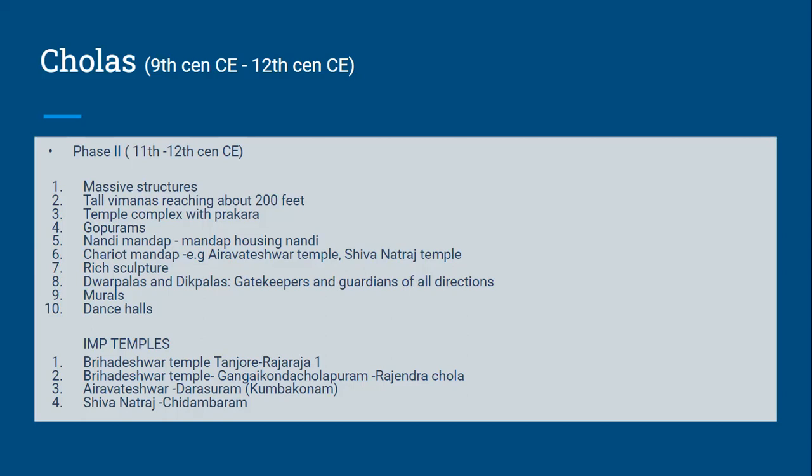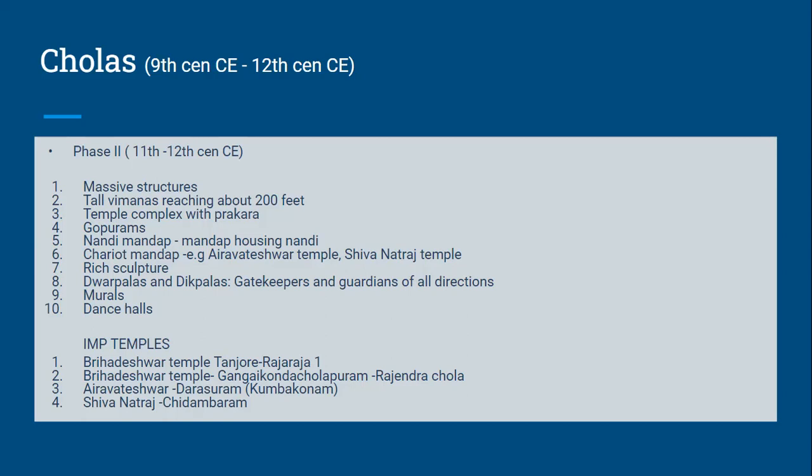Then you will see rich sculptures. Then dwarpals are nothing but the gatekeepers, okay, and digpals. So digpals are the guardians of all the directions. Then you will see murals and dance halls. Okay, so these are the elaborate features of the Chola temples phase two.